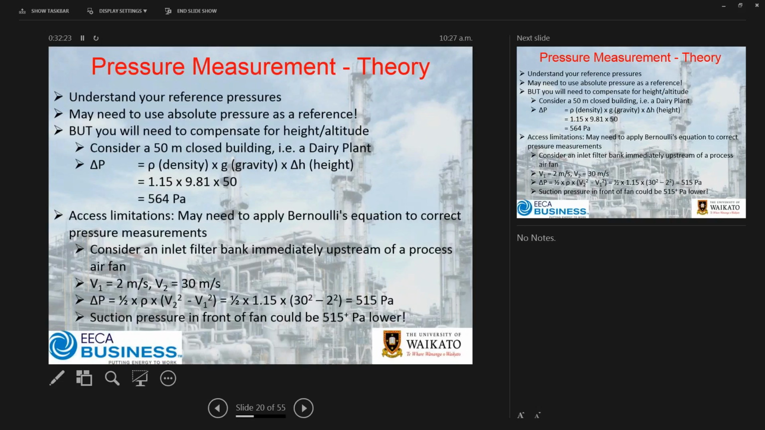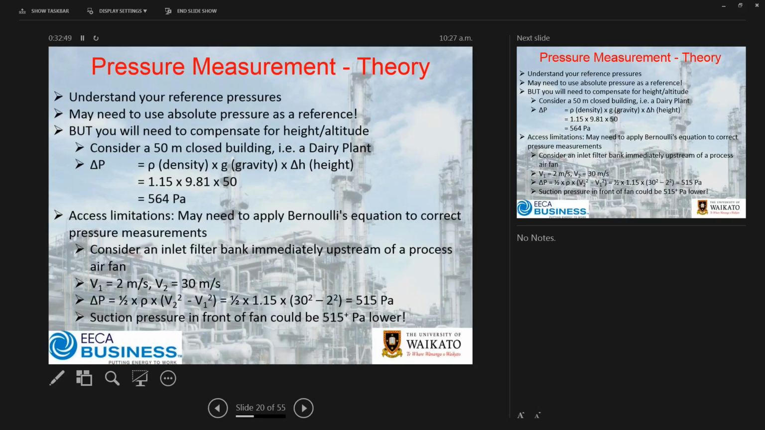Okay, so on that note, as we're talking about Bernoulli, we want to just cover very briefly today an understanding that you have reference pressures. And so whenever you're taking a pressure, you're referencing it to your localized pressure. Now, there are times where instead of referencing your pressure to your ambient outside or just next to your duct, you might actually have to measure an absolute pressure.